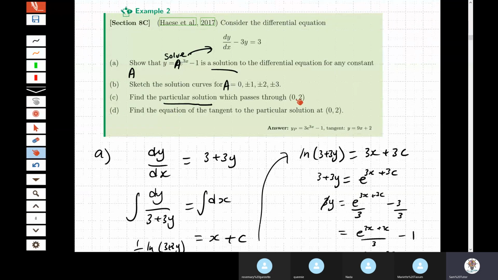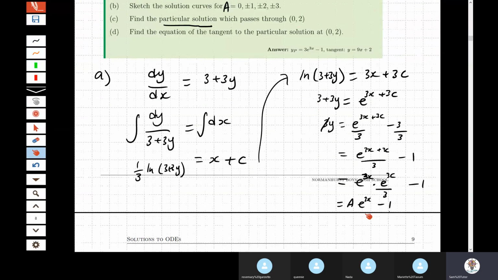What are you going to do? Sub x equals 0, y equals 2 into here. Sub x equals 0 and y equals 2.